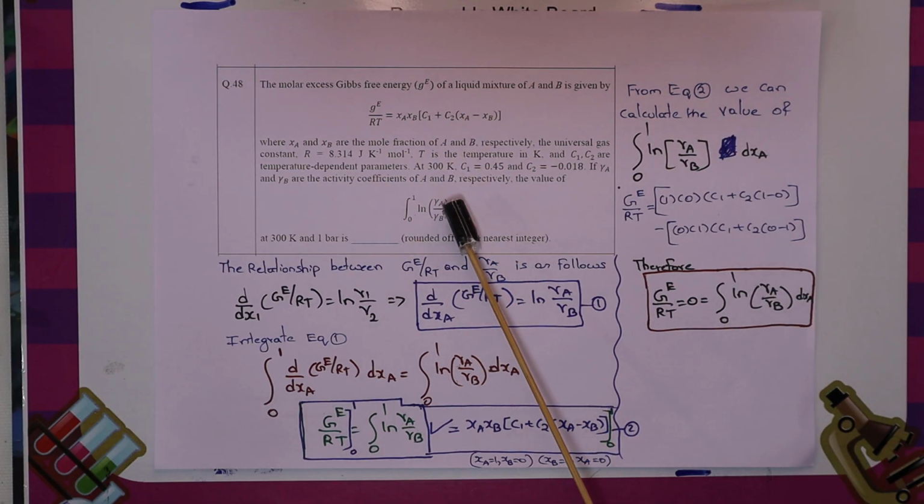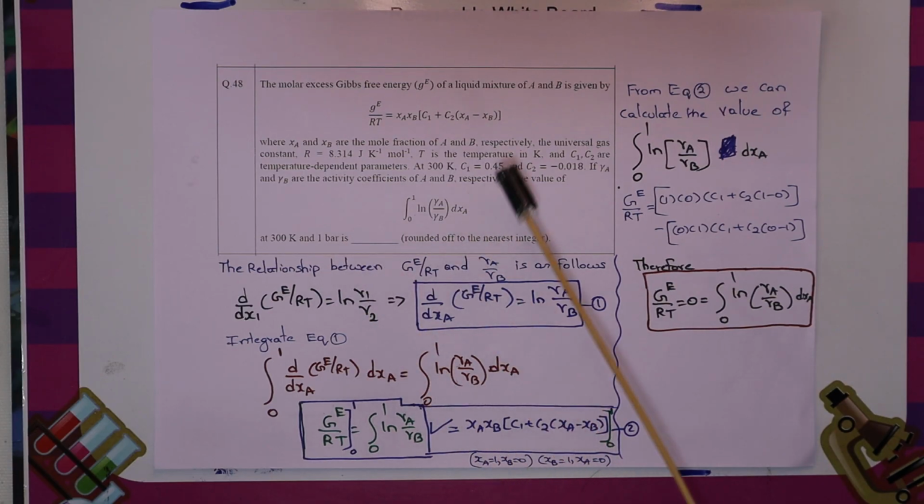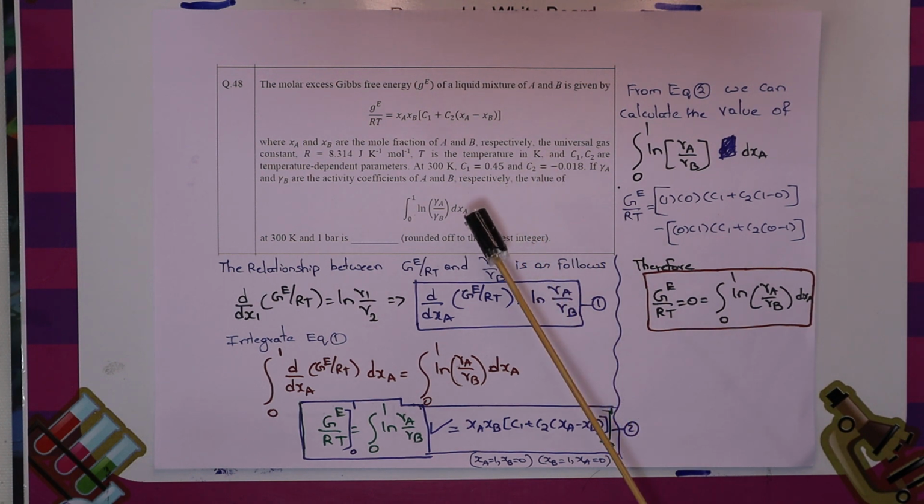To get this, you have to find the relationship between the expression which is given and the thing you are supposed to calculate. There are equations connecting these using the Gibbs-Duhem equation, and there is a relationship between the excess Gibbs energy and the activity coefficients. γA and γB denote the activity coefficients. This is d/dx1 of GE/RT, which is nothing but ln(γ1/γ2). This is the standard expression that connects the excess Gibbs energy with the activity coefficients.